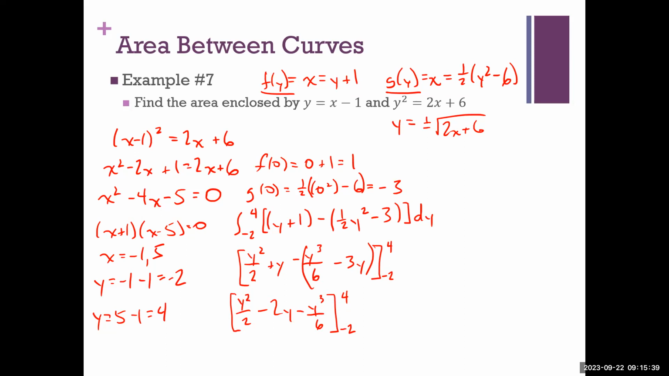Now what? Evaluate. So evaluating at 4, 4 squared over 2 should be 8. Minus 8. Minus 64 over 6, so 32 over 3. Minus all this. 2. Plus 4.